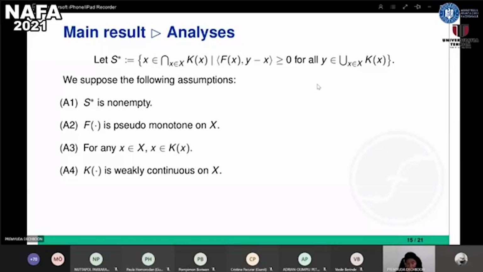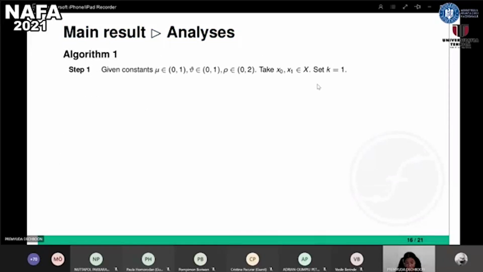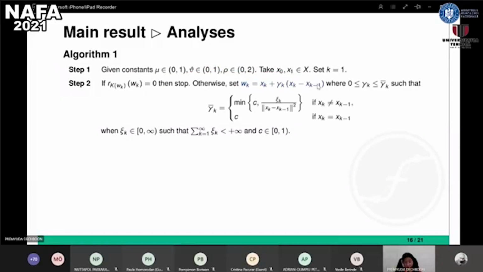Moreover, we denote some notation, which is an error. Then we propose our algorithm. We give some constants here, and then the first step, the inertial step, is that we consider w_k divided by this one, where gamma_k depends on this.